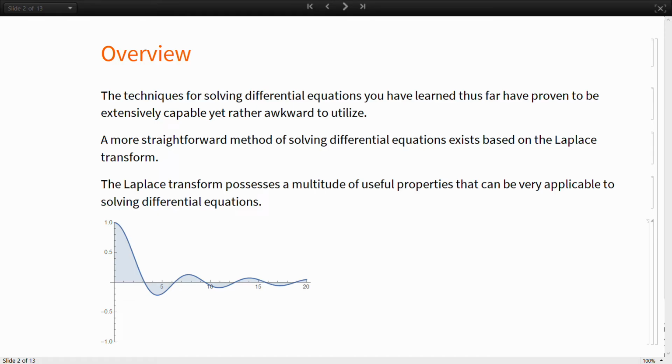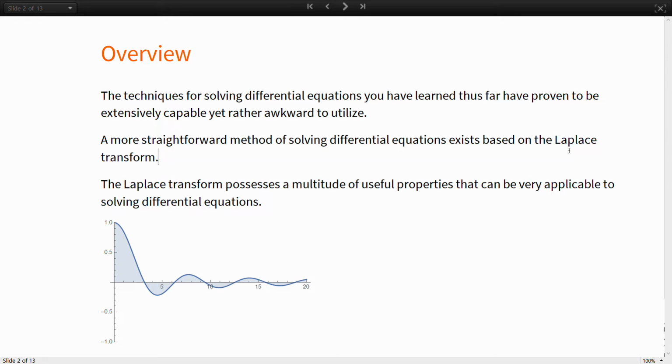The techniques we have learned thus far for solving differential equations have proven to be extensively capable. With these techniques, we can solve a wide variety of differential equations either exactly or with series techniques. However, these methods can be somewhat awkward to utilize as different methods are required depending on the type of equation, and certain forms for the solution need to be assumed in some cases. A more straightforward method of solving differential equations is based on the Laplace transform.